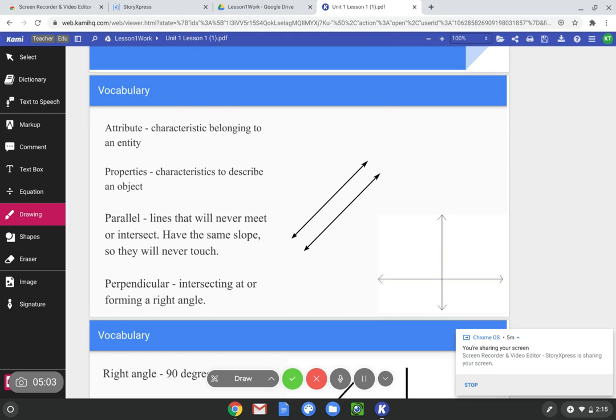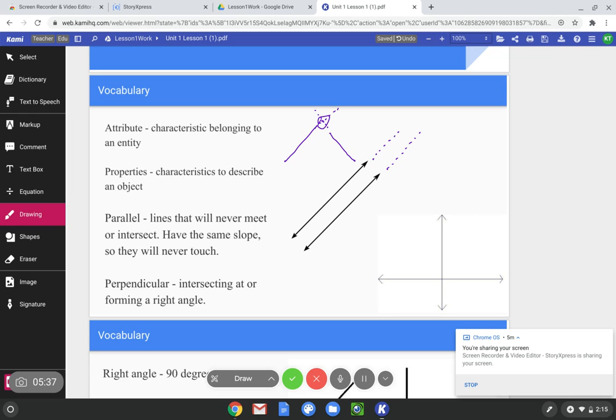Parallel lines are two sets of lines that will never meet or intersect. They have the same slope, so they will never touch. Meaning, they go in the same direction. Look, these lines are never going to touch. But if they were like this, these lines are eventually going to touch, futuristically, right here. But since these lines are going to go in the same direction, they're never going to touch.